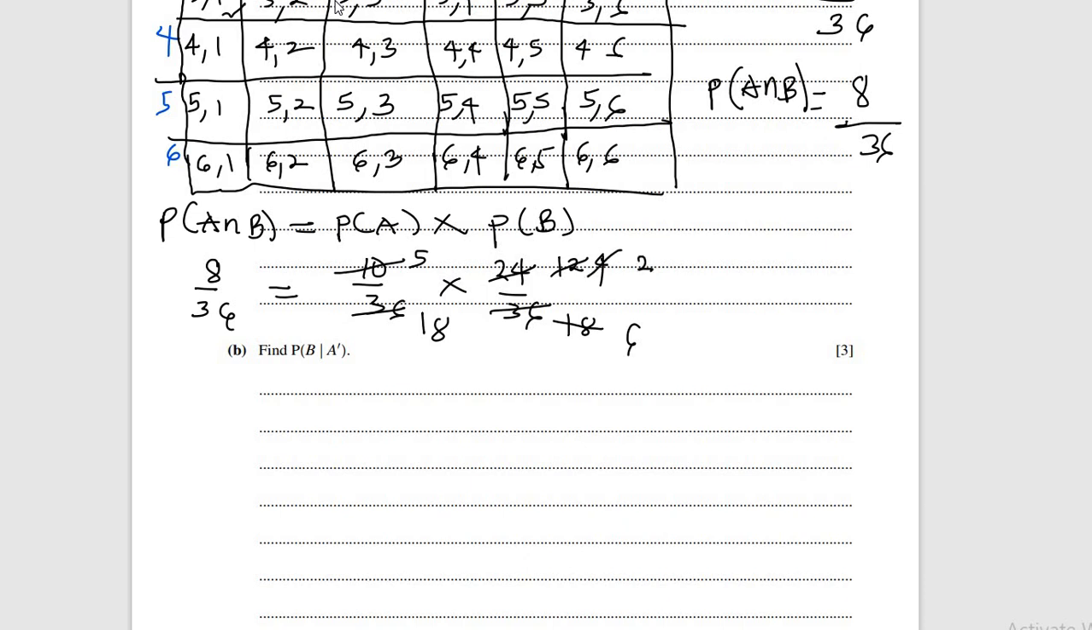Here is 2, here is 3. At the end of the day, 2 here is 1, 2 here is 9. At the end of the day, we have this to be 5 over 27. They are not equal. So which means not independent. You have to write the conclusion, or else you lose your mark. They are not independent. That's it.